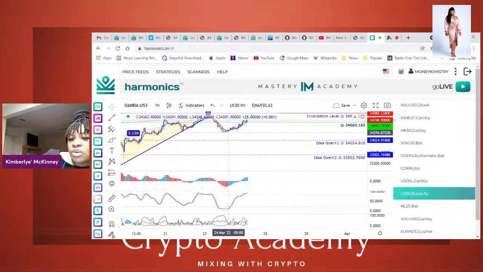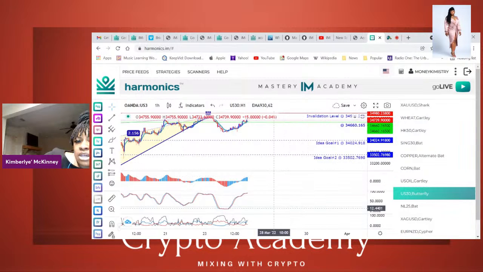For US 30, it dipped down a little bit and came right back up. That's on a 1 hour time frame. But she showed us how the candles are positioning, what the next couple of minutes are going to do, whether it's going to be selling for an hour or buying for an hour.